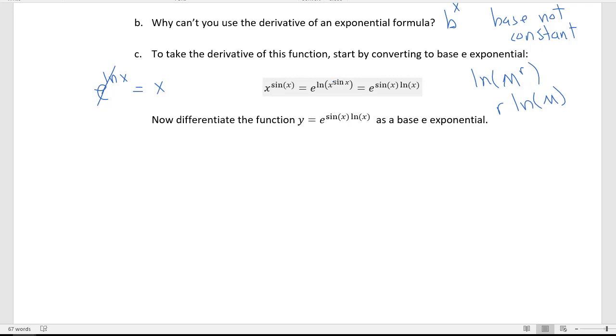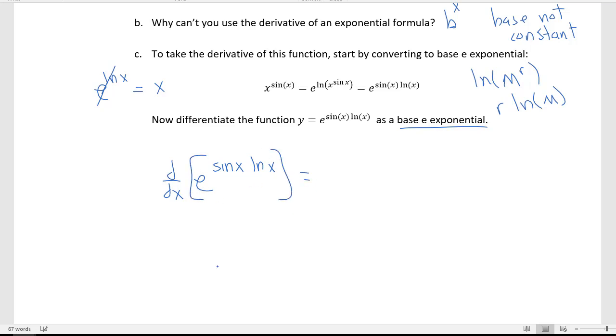So I'm going to take this exponent of sine x and I'm going to pull it in front as a coefficient. So I'm just using this rule. The exponent moves in front of the ln, and we have this expression. So what we have done here is we have effectively taken an expression where we had a variable in the base and in the exponent, and we now have a fixed value in the base. So this is exponential. I can now use the derivative of a base e exponential here. So differentiating this function will be equivalent to differentiating this function. So let's differentiate e to the power of sine of x times ln of x.